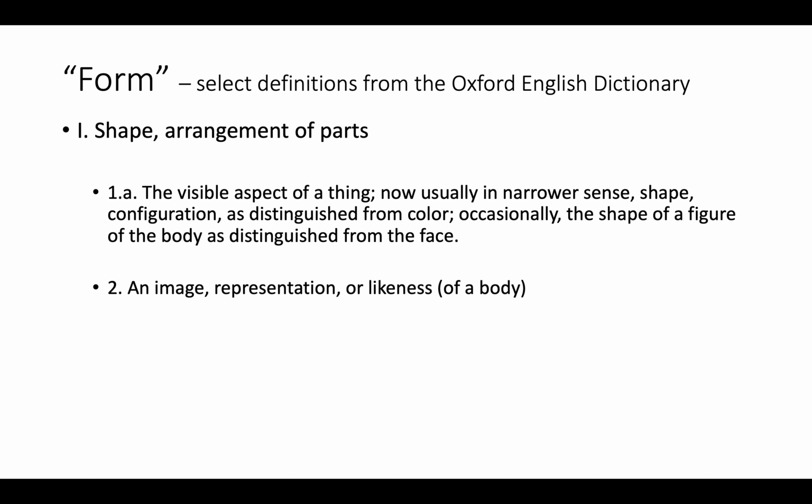2: an image, representation, or likeness of a body. This interests me, going from 1a to 2. 1a seems to be the visible aspect of a thing, something inherent to that thing, natural to it, perhaps. And then with number 2, we're getting into the realm of representation, of not things that are natural, but things that are artificial. An image is a copy of something. A likeness is a copy. A representation is not the thing itself, but a representative of the thing, meant to represent it.